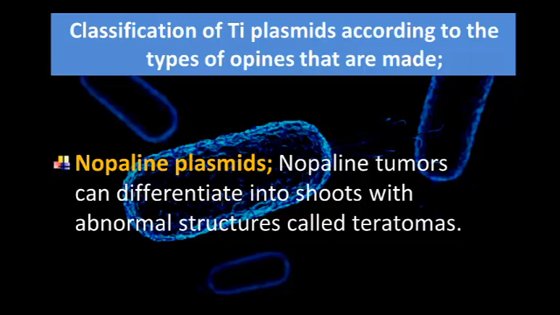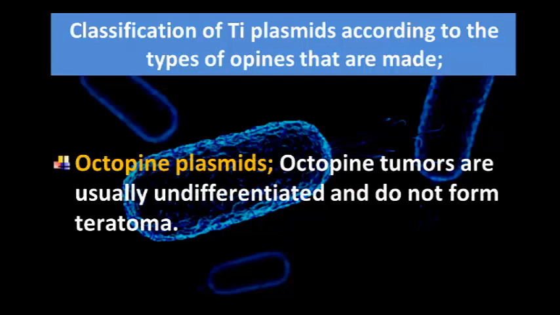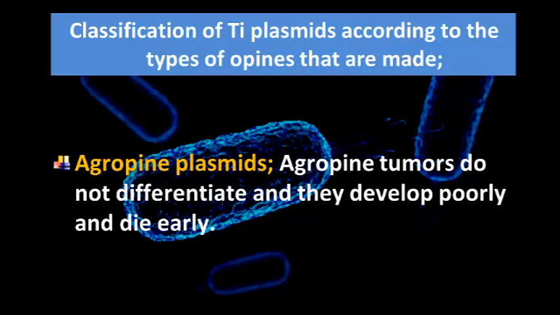First one, nopaline plasmids. Nopaline plasmids synthesize nopaline as their opine. These plasmids cause crown gall tumors which can differentiate into shoots with abnormal structure known as teratomas. Second one, octopine plasmids. Octopine plasmids synthesize octopine. These plasmids synthesize undifferentiated tumors and they do not form teratomas. The last one, agropine plasmids. Agropine plasmids synthesize agropine. Agropine tumors do not differentiate and they develop poorly and die early.